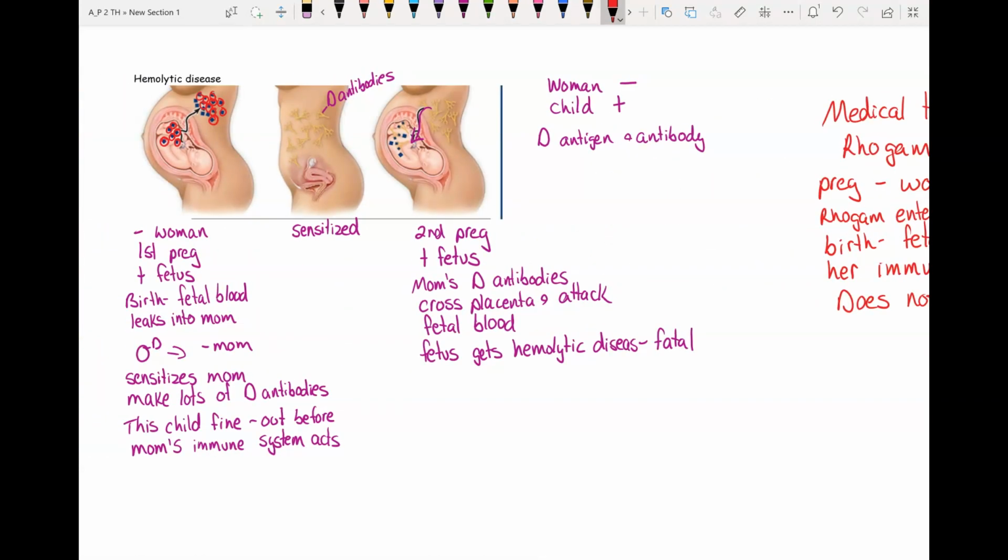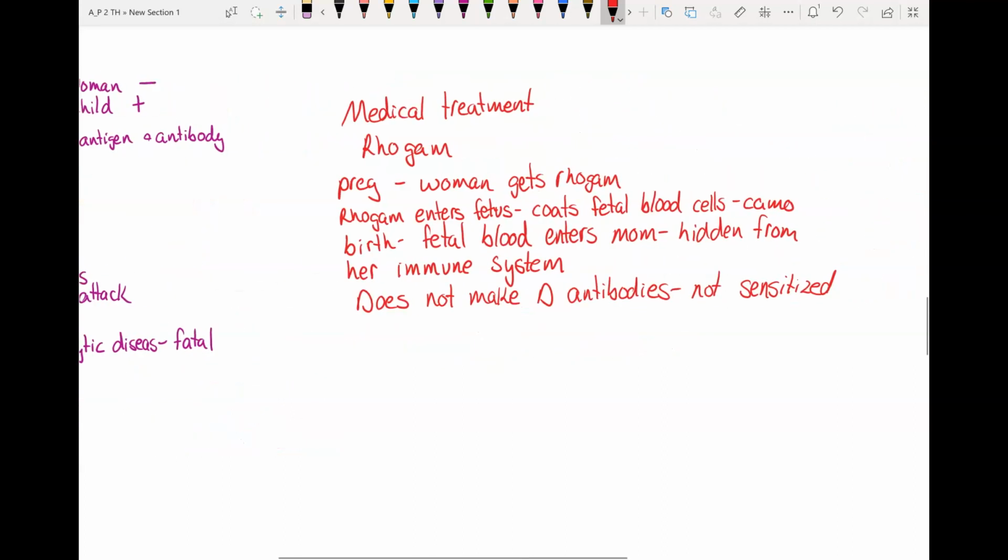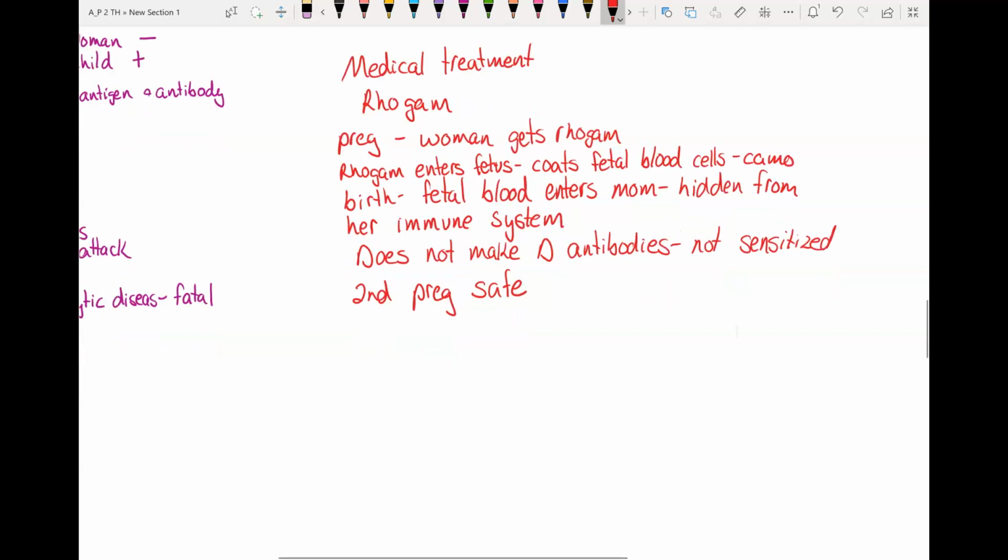So this, if the woman gets the RhoGAM shot, that would not happen. There would not be those D antibodies there. Then when she gets her second pregnancy, there's no D antibodies to go attack that next fetus. So the point of the RhoGAM shot is to protect your next child. The first child's going to be fine anyway because he's going to be born and out of there by the time the immune system makes all these antibodies. The shot is protecting the next kid.